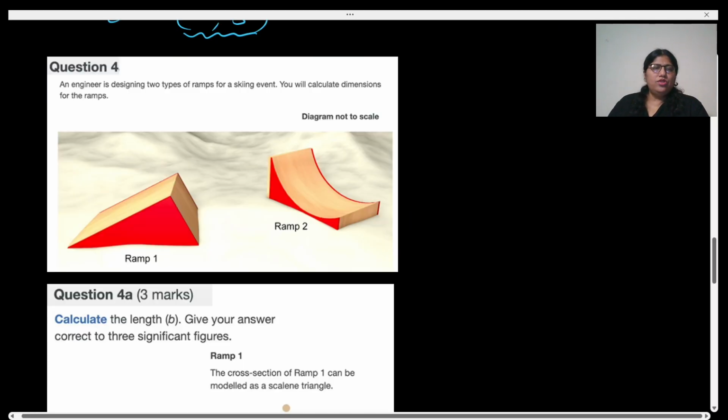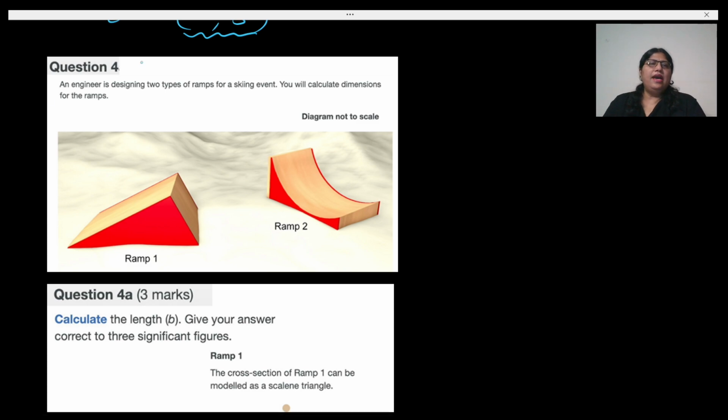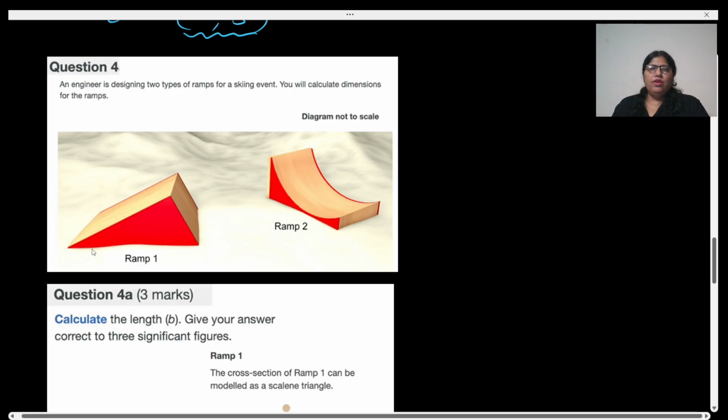Now this is the next question. It says an engineer is designing two types of ramps for a skiing event. You will calculate the dimensions for the ramp. So here you can see ramp 1, and the cross section you can see as a triangle, and this is ramp 2, which is not a regular figure. So you are going to calculate the dimensions for these ramps.